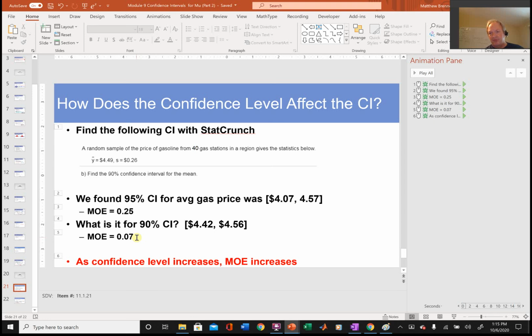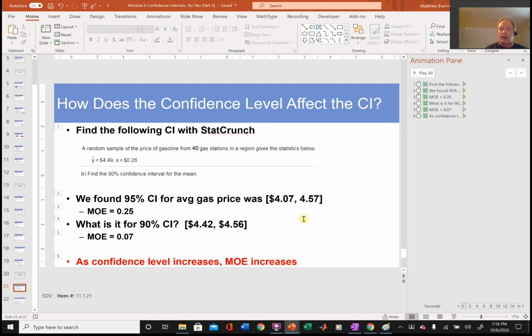Sometimes what people say, and this is somewhat true, but it doesn't give you a good explanation. If you want to be more confident that you contain the true value of the parameter, you have to make the interval larger. So here, notice I want to be more confident that my interval contains the value of mu. So what did I do? I made it larger. Notice the lower value goes lower and the upper limit endpoint is also higher.